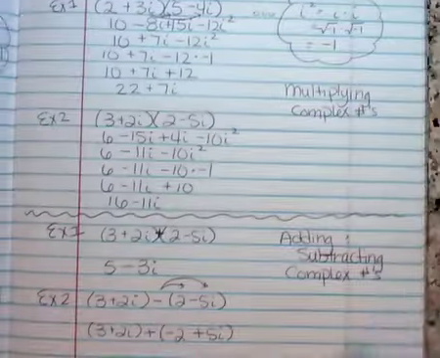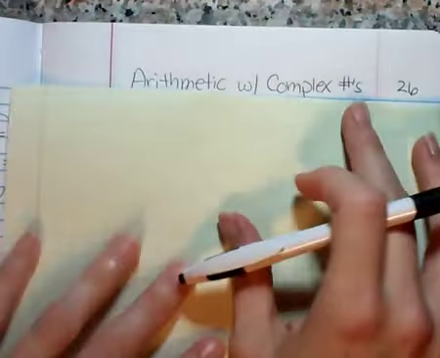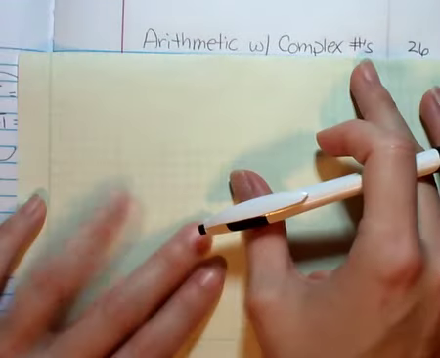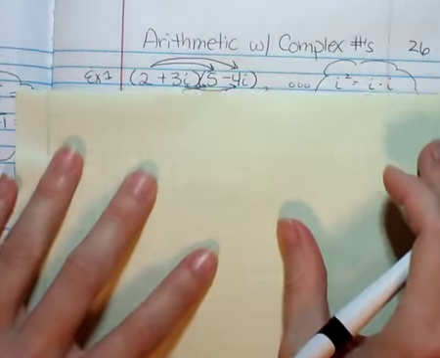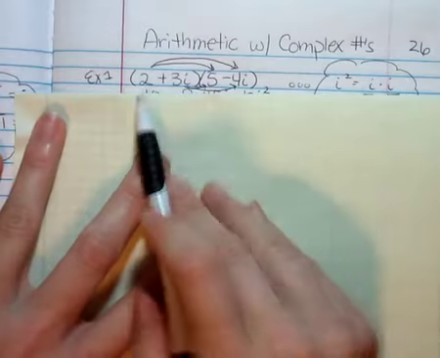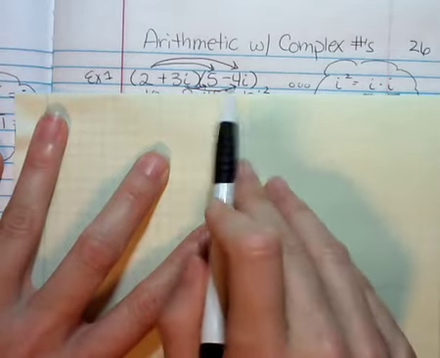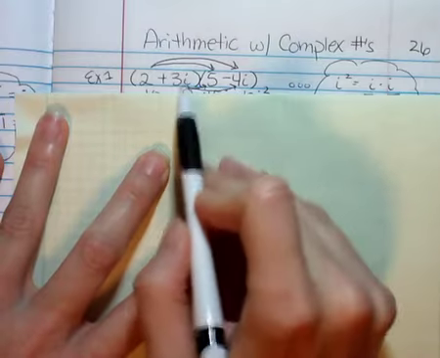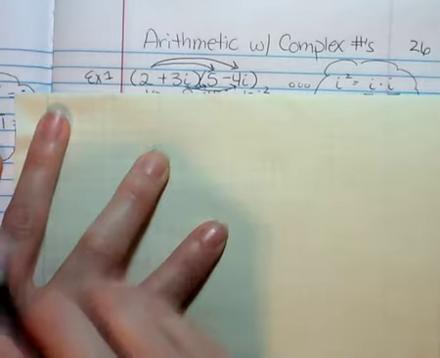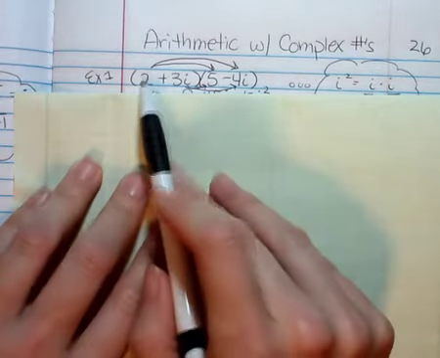And on page 26, we are going to talk about performing arithmetic with complex numbers. So that should be your title. Our first example is 2 plus 3i times 5 minus 4i. We're going to think of this i like it's an x or a variable, so we're going to treat it just as if it was a variable.